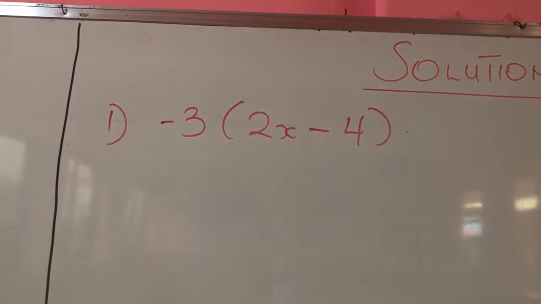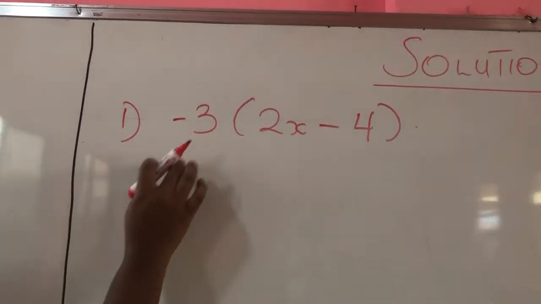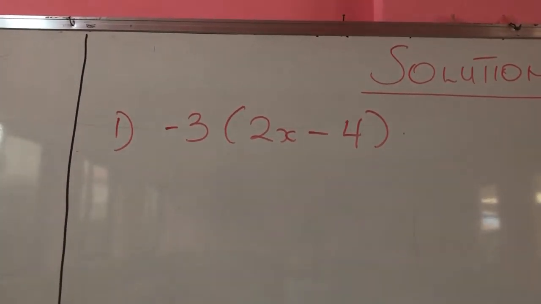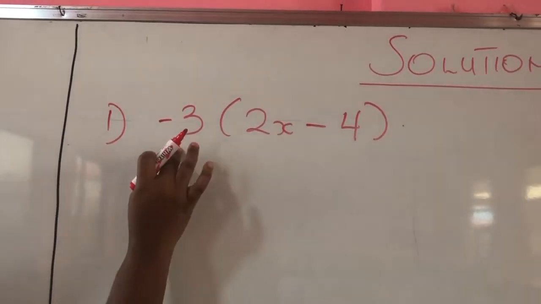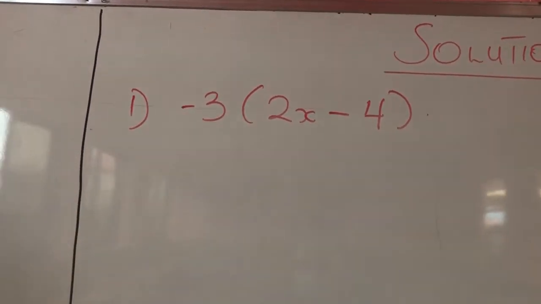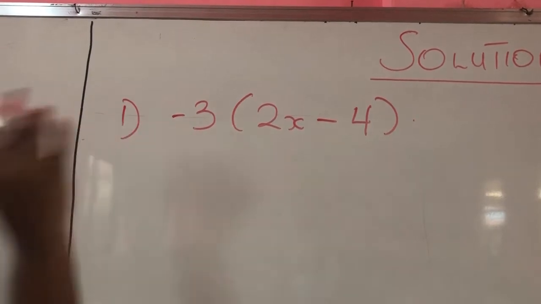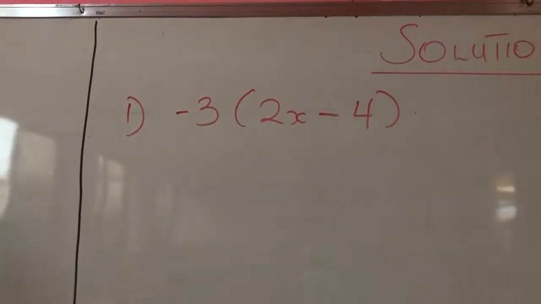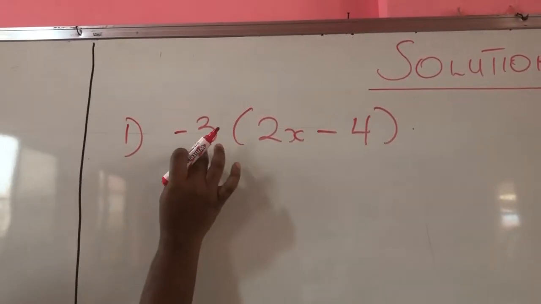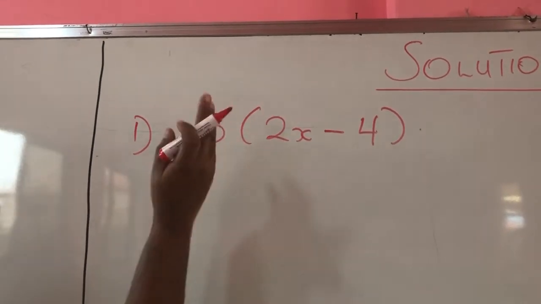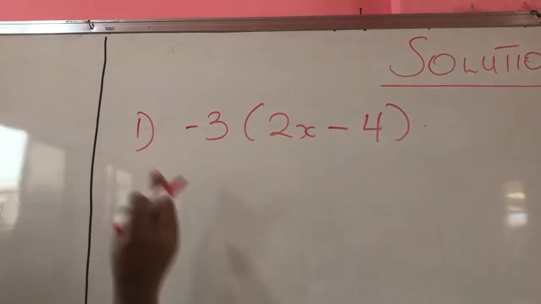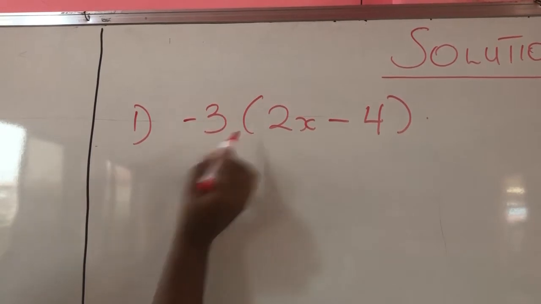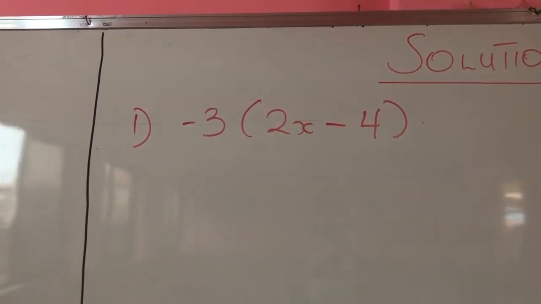And the second thing is you're supposed to pay attention to the what? The operation sign. So you pay attention to the fact that the number I'm using to open the bracket, is it a positive number or is it a negative number? And you also know that anytime a number is in front of a bracket, it is coming to what? Multiply.